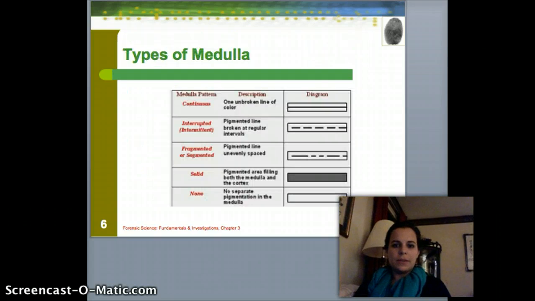Here's our different types of medullas. This is talking again about human medullas. So these are all amorphous. You can see that we have continuous, interrupted or intermittent, fragmented or segmented, a solid medulla, which is where the whole hair looks to be the same color, and then none, where the medulla is just absent.